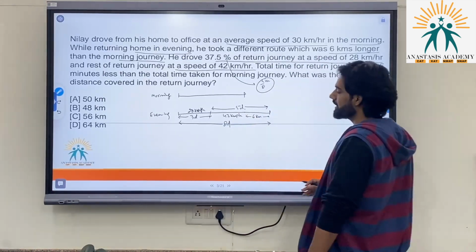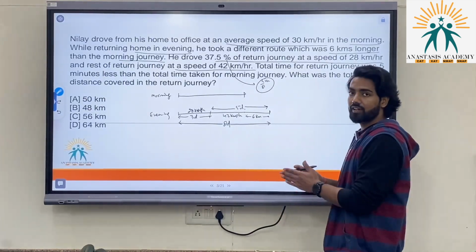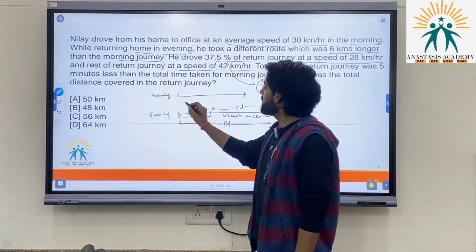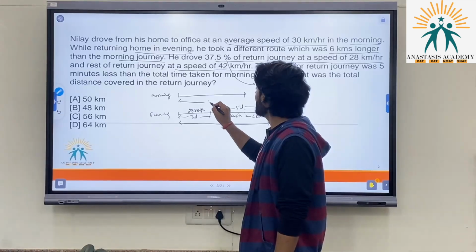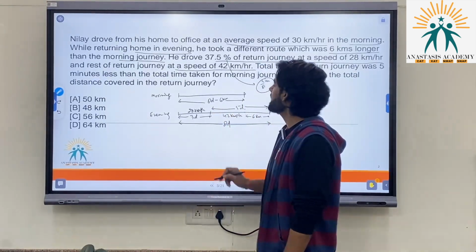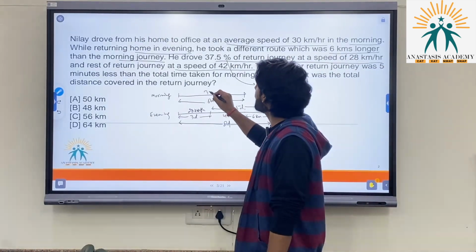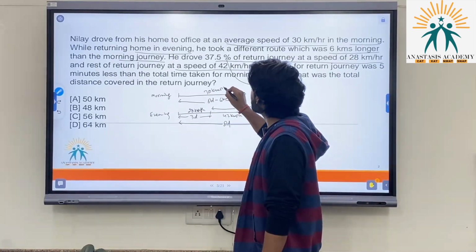So in the evening he's traveling 8D distance, but in the morning he's traveling 6 km less. So in the morning he's traveling 8D minus 6 kilometers, and he is covering it at an average speed of 30 km per hour.